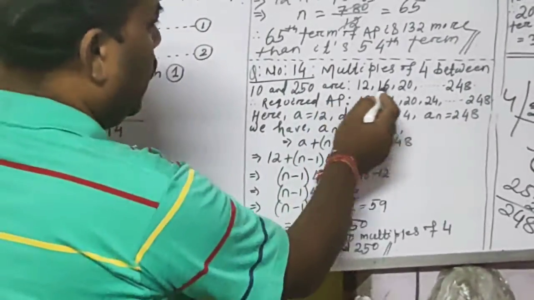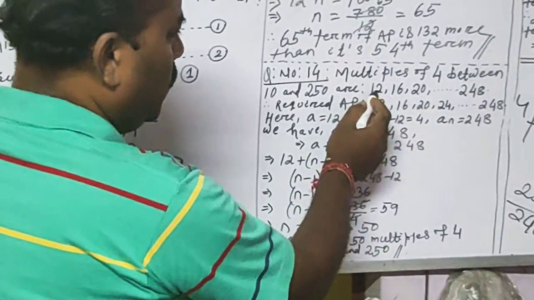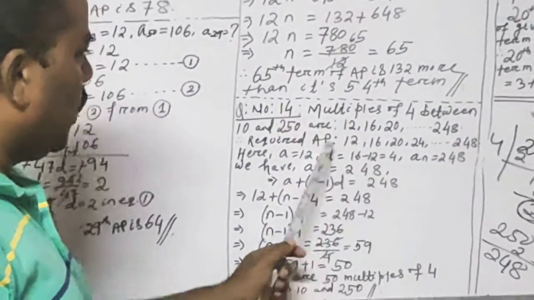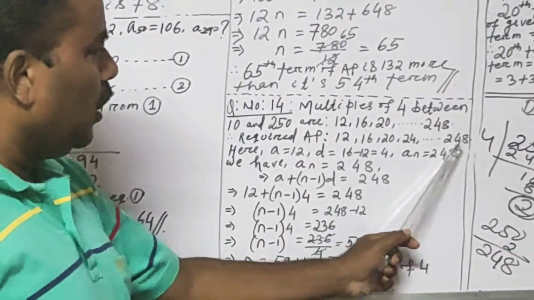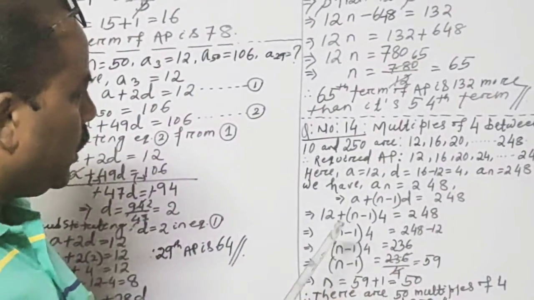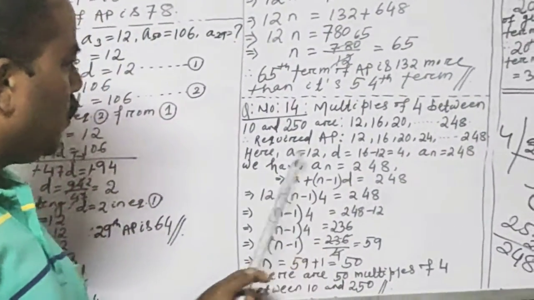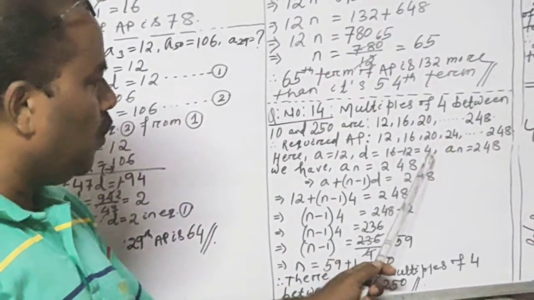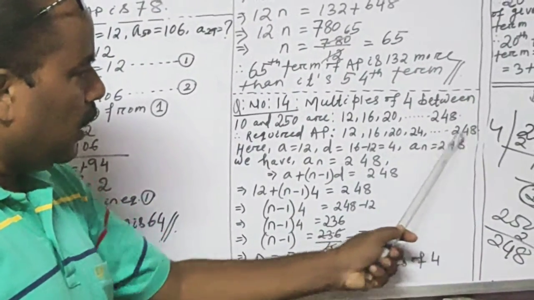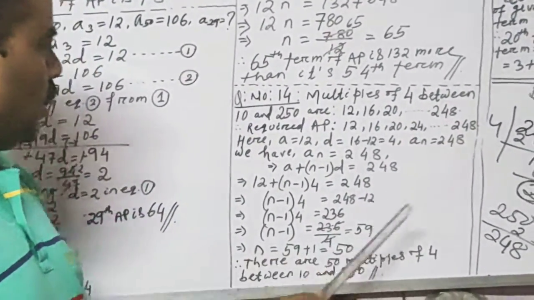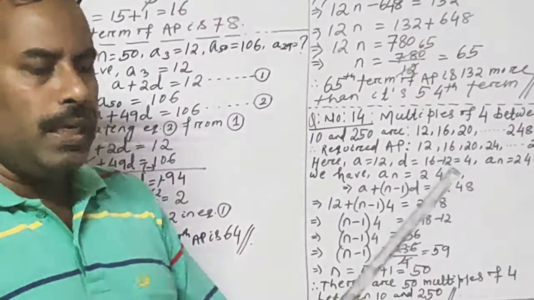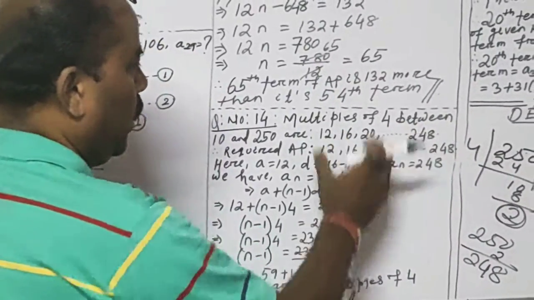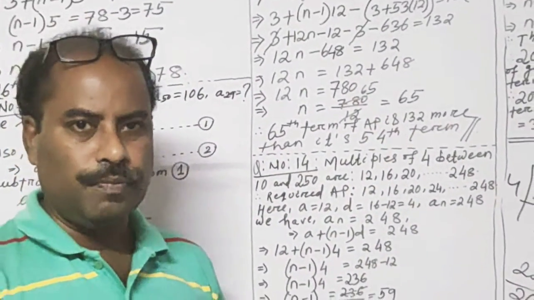So this is a required AP because 16 minus 12 is equal to 4, 20 minus 16 is equal to 4. The difference is 4, and the required AP is 12, 16, 20, 24 dot dot 248. So here we get the information: a is equal to 12, d is equal to 16 minus 12, which is 4, and the last term an is equal to 248. Now we have to find how many numbers like 12, 16, 20, 24 are there in this AP. That means n is equal to question mark.